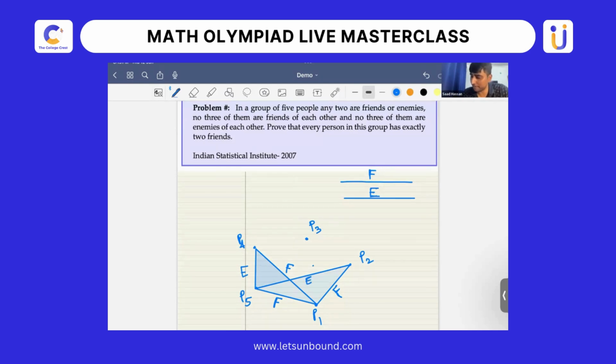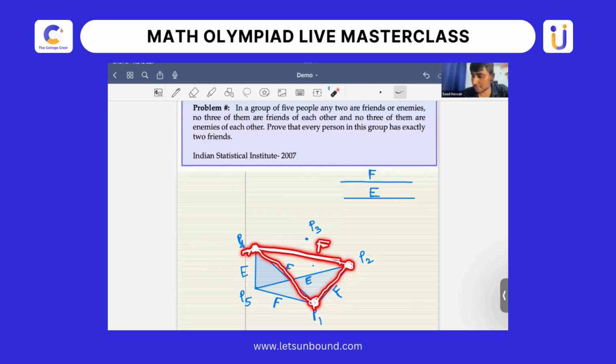Okay, so what I have considered is P1 and P2. Now consider what will happen to P2 and P4. So P2 and P4 must mean something to each other. If they are friends of each other, then we have a contradiction. Why do we have a contradiction? Because look at this triangle. This says that P1 and P2 are friends, P2 and P4 are friends, and P1 and P4 are friends, which is a contradiction because no three people can be friends of each other, right?